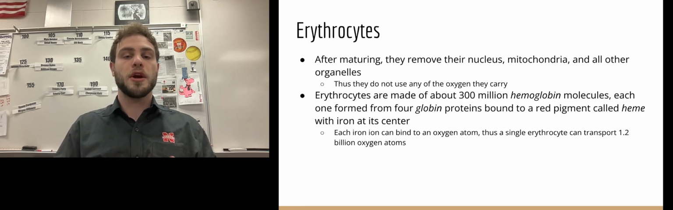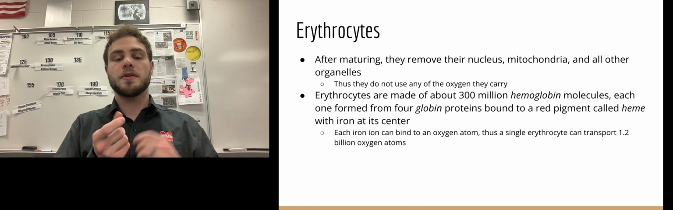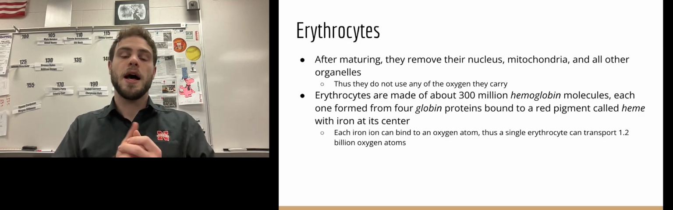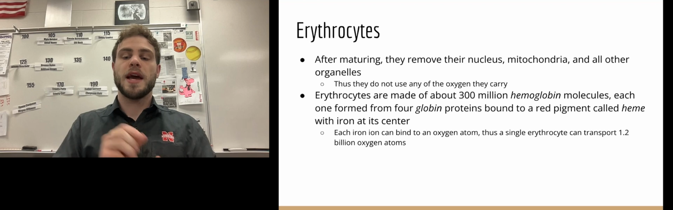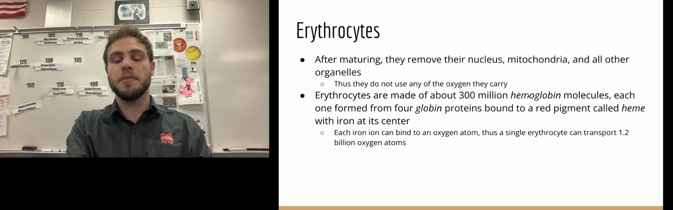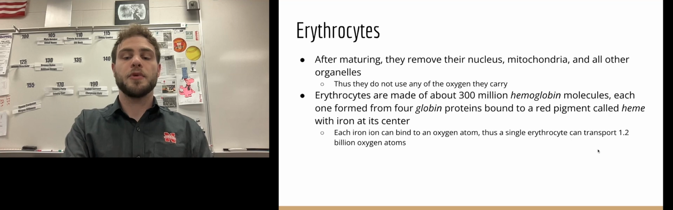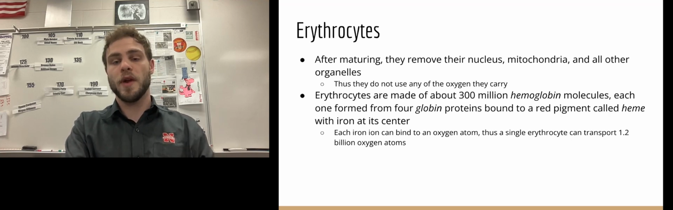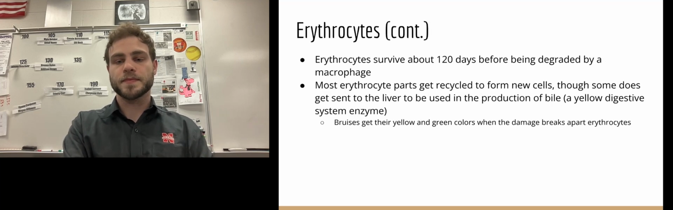A red blood cell is made of about 300 million hemoglobin molecules, each of which is a heme pigment with four globin proteins bound around it. That heme pigment has an iron at the center, which has the ability to bind to oxygen in a 1-to-1 ratio. So with 300 million hemoglobin molecules in one red blood cell, and four globin proteins built around each, you're going to be able to carry about 1.2 billion oxygen atoms on each red blood cell.